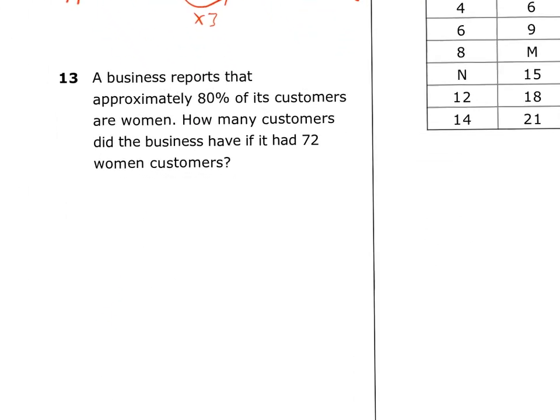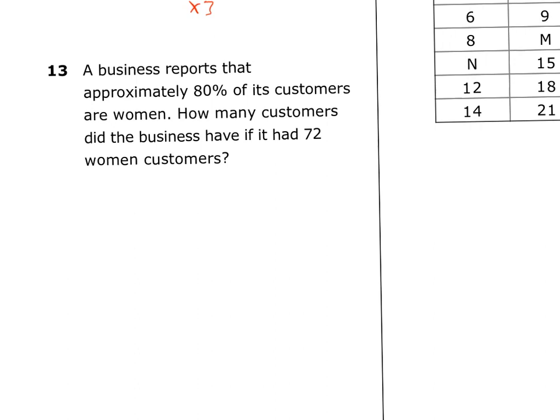Alright, number 13. A business reports that approximately 80% of its customers are women. How many customers did the business have if it had 72 women customers? Now, this is a problem y'all haven't had on a test before. You need to study how to set this up. What it's saying is 80% of however many people they have as customers, whatever that number is, 80% of it is going to be women. And how many women were there? So 80% of that number is 72.